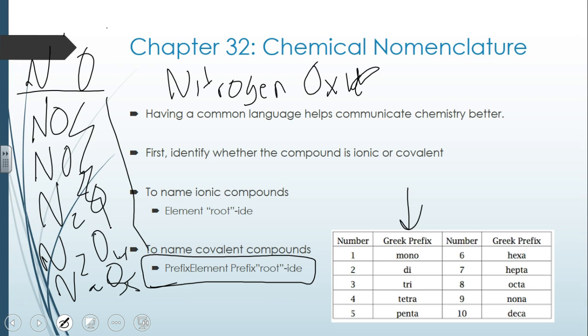So in order to clarify that, we have to know how many of each element there are, which the formula gives us. For example, this is N2O, two N's and one O. Okay, there's two nitrogens and one oxygen. And that's represented when we write the formula by these Greek prefixes.